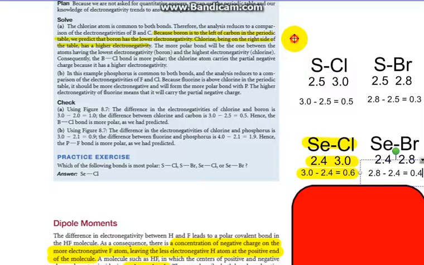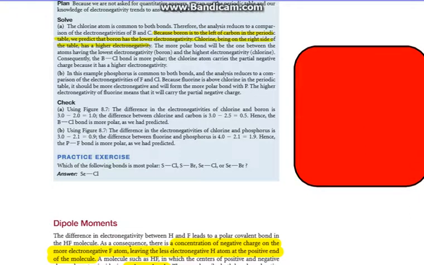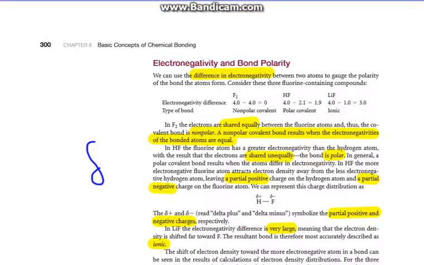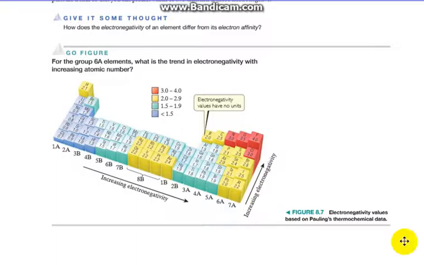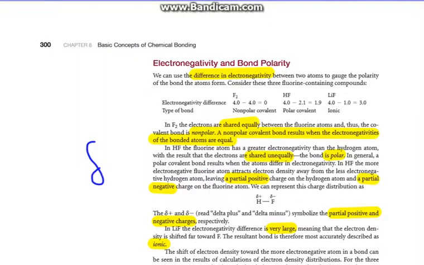So the most polar bond here would be between selenium and chlorine, because it has the greater difference in electronegativity between the two atoms. So not too bad there, fairly easy if you have that scale. And once again, I will give you this chart, but a lot of the time you don't even need the chart. You simply look at the periodic properties, increasing from left to right, increasing from bottom to top.